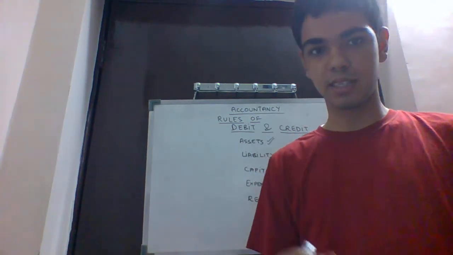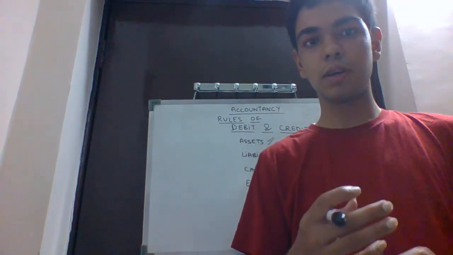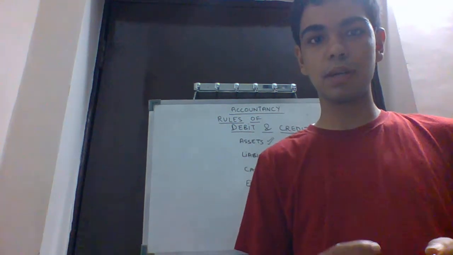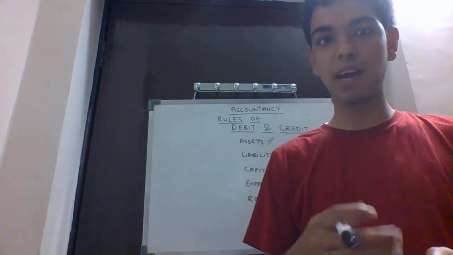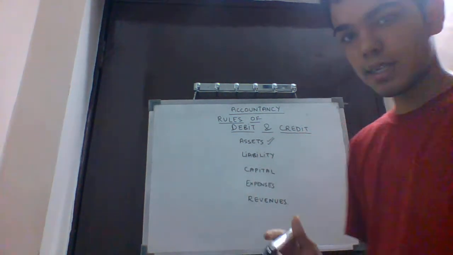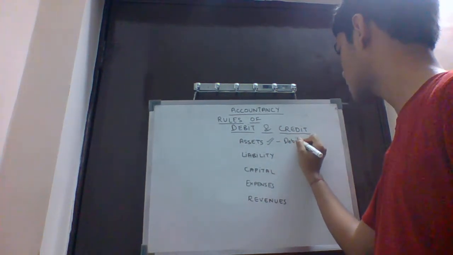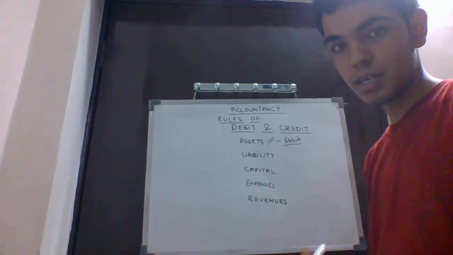Then fictitious assets, which are expenditures of an enduring nature, giving benefit of more than one accounting period to the business. For example, the advertisement expenditures. Assets have a debit balance, which is an accountancy rule.